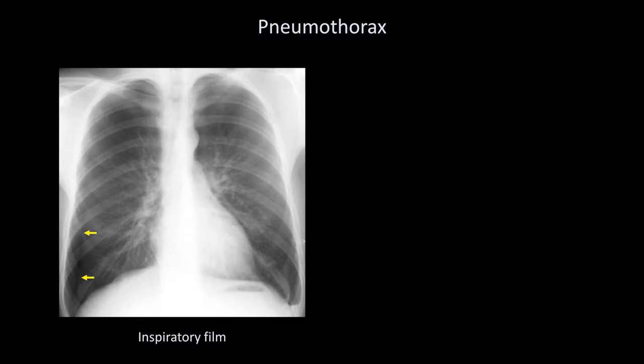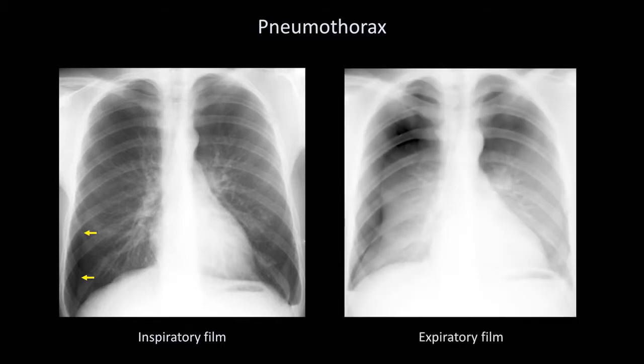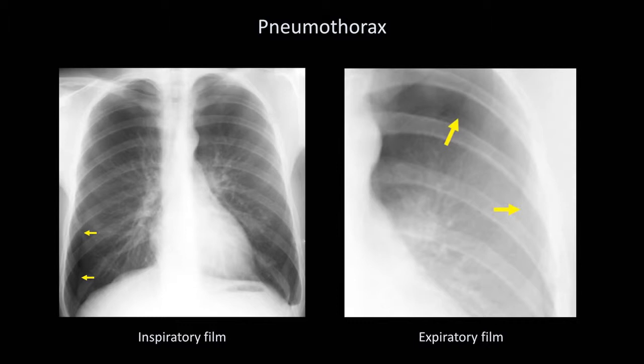And here's the expiratory film. The pneumothorax is much easier to see. And in fact, if we look closely, we can actually see another pneumothorax on the opposite side, which was not clearly evident on inspiration.